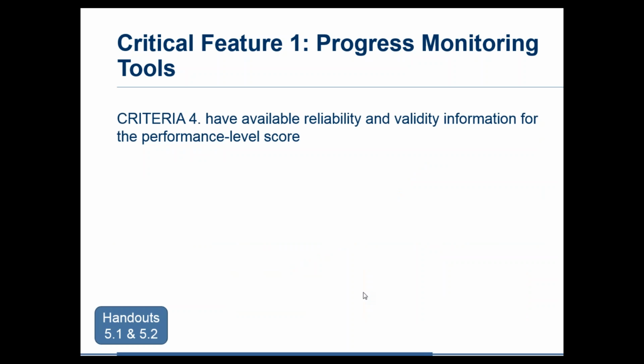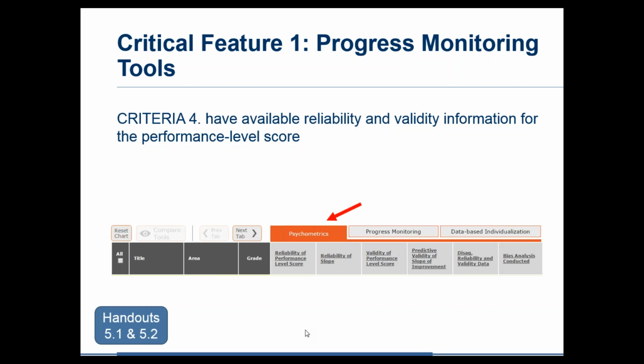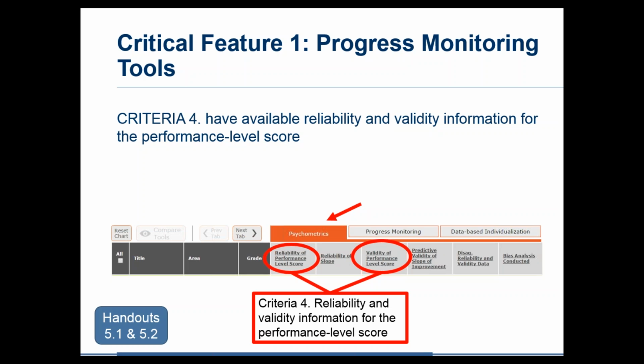On Handout 5.1, you'll also find a fourth criteria for progress monitoring tools. The first part of the final criteria requires that tools have available reliability and validity information for the performance level score. Unlike the previous criteria, information for criteria 4 is located under the psychometrics tab. The required information can be found here.